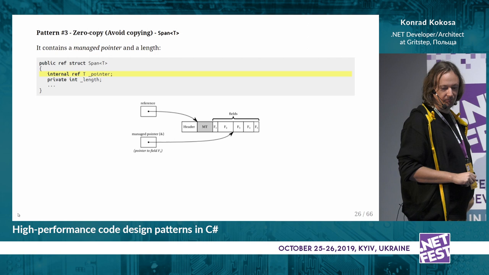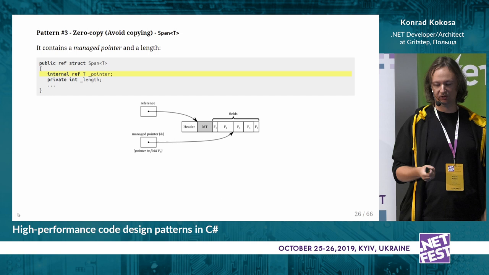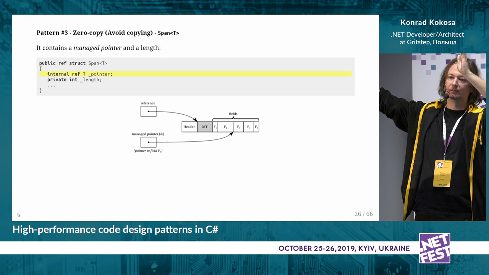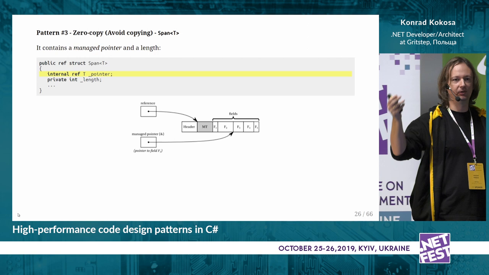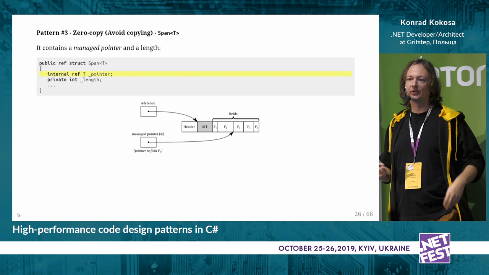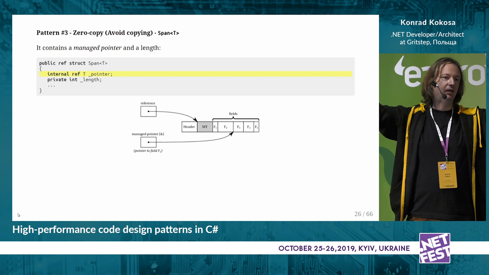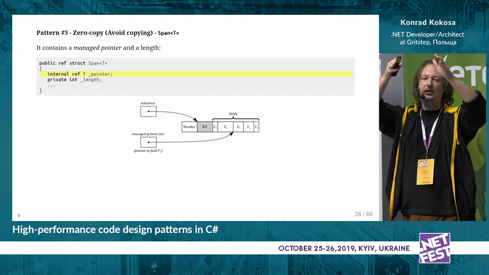Span of T is, in fact, a very simple type. It contains a so-called managed pointer and a length. And thanks to that, Span of T is saying that it represents memory from this place with a given length. So it is just representing memory from some place to another place. Very simple idea. But it provides very powerful capabilities because of that. Now we can slice memory just by operating on the Span of T. If we have such an amount of memory represented by a span, we can slice it to a smaller part of memory just by saying that it points to this place with a given length, only operating on the managed pointer and the length itself.